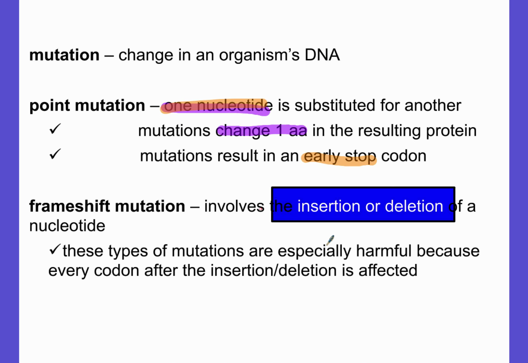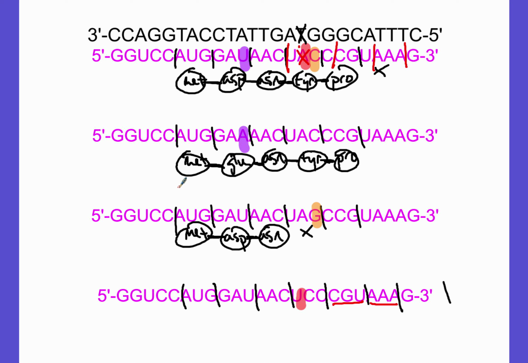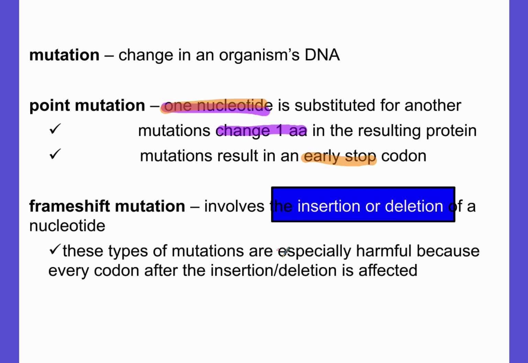So again, it's not just going to change one amino acid. It's going to change an initial codon, obviously. Again, my UAC got turned into a UCC. But then every single codon after the fact is also affected. So the big problem here is every codon after that insertion or deletion is going to be affected. And that means that basically all of your protein is going to change, and it's going to go on forever because it doesn't stop when it's supposed to stop.